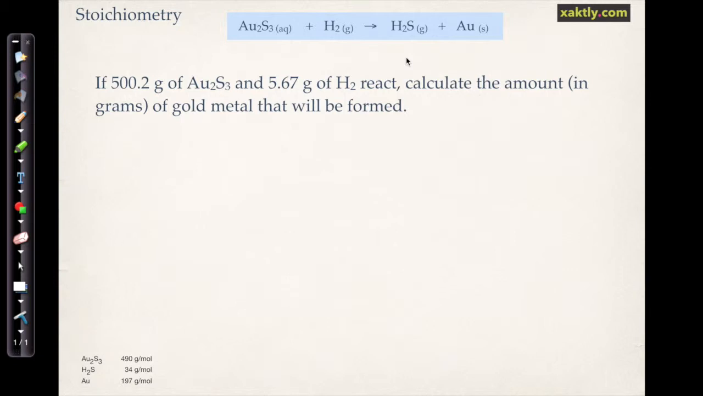Now, the first thing you want to do in a situation like this is always to balance the equation. So I'll start by balancing those sulfurs. There's 3 on the left, and so I'll make 3 on the right. And then everything else just kind of comes along for the ride. I've got to have 2 golds on the right to match the 2 on the left, and then I clean up by balancing the hydrogens.